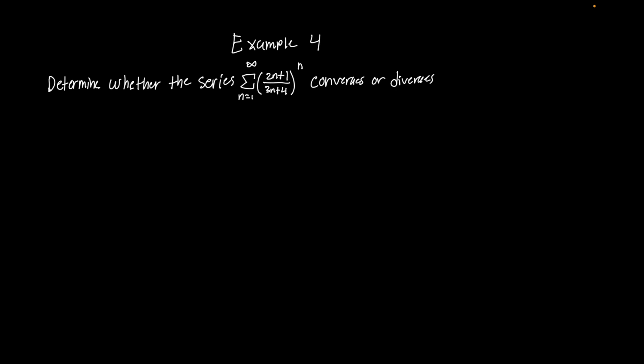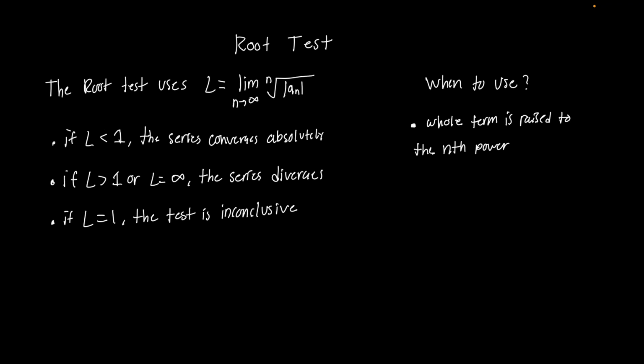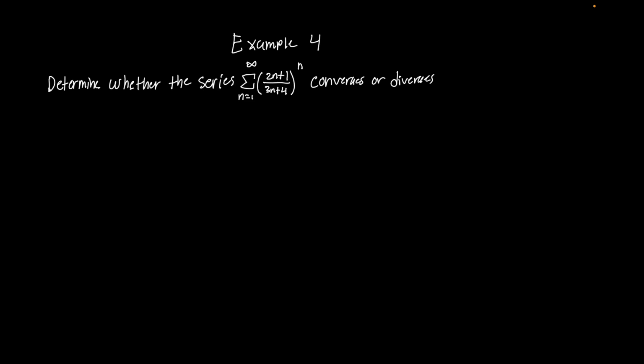So now, let's go to this problem. Determine whether the series of (2n + 1) over (3n + 4) to the nth power converges or diverges. I want to go back really quick to the root test. This is what I meant when I said the whole term is raised to the nth power. As you can see, this whole entire term is raised to the nth power.